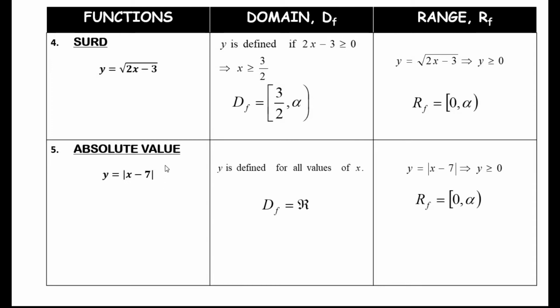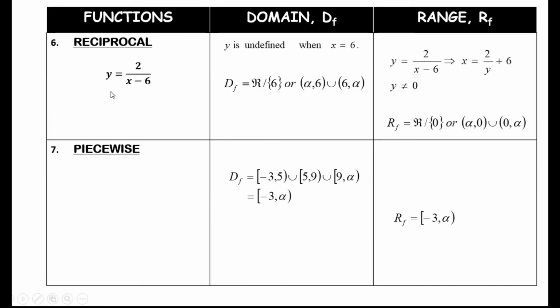For the absolute value function, let's say we have y is equal to modulus of x minus 7. So y is defined for all values of x, so the domain of f is all the real numbers. But if you notice, modulus means y will take only non-negative values. Same as the square root function, y is always greater or equal than 0. So the range is from 0 up to infinity.